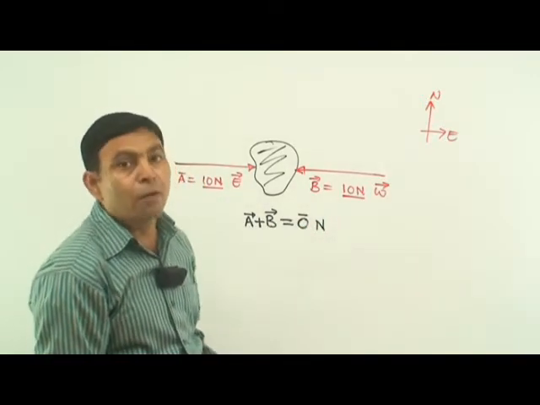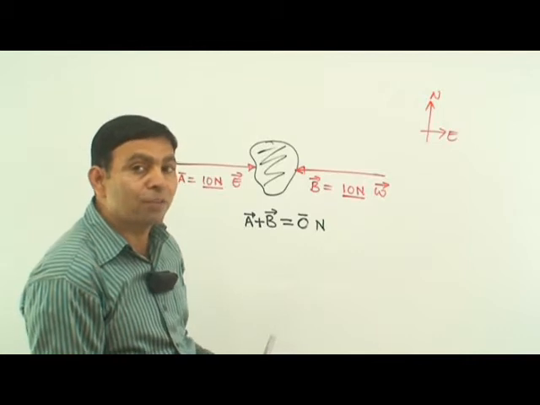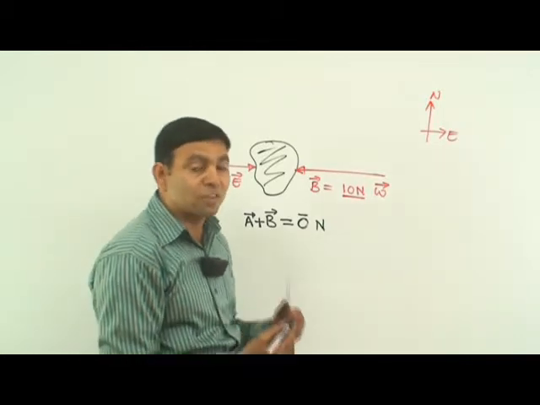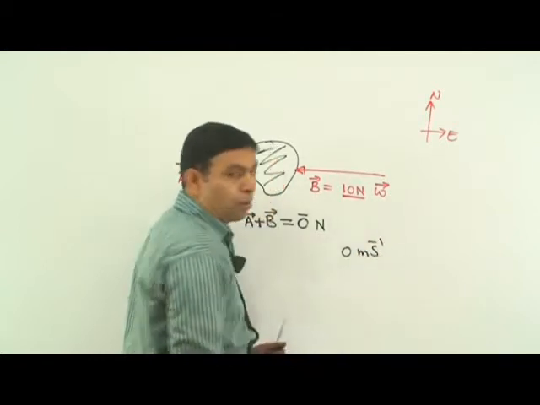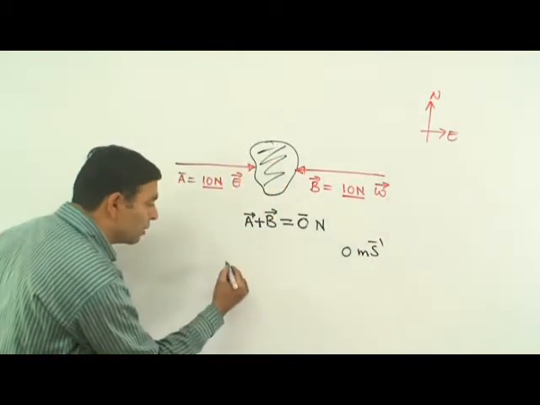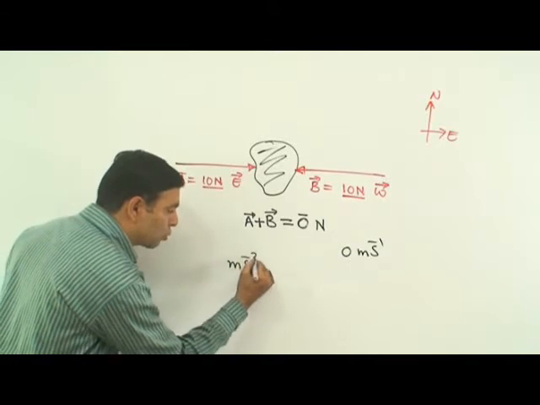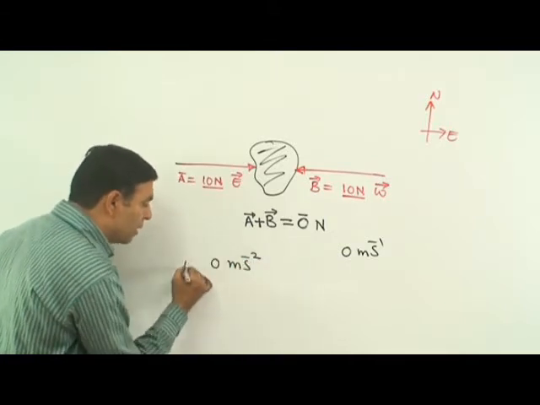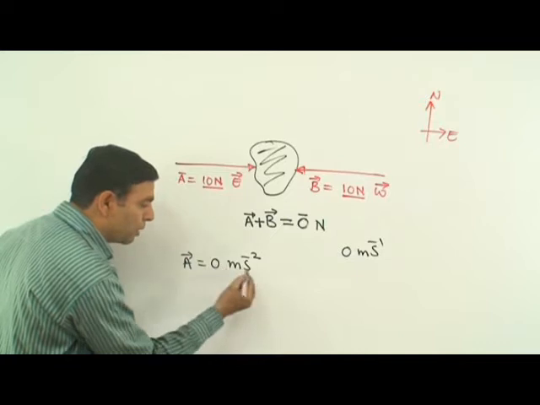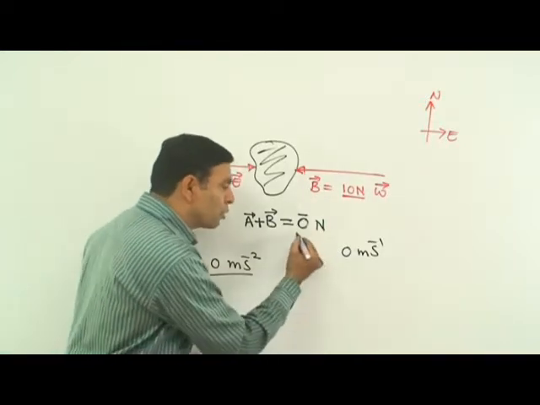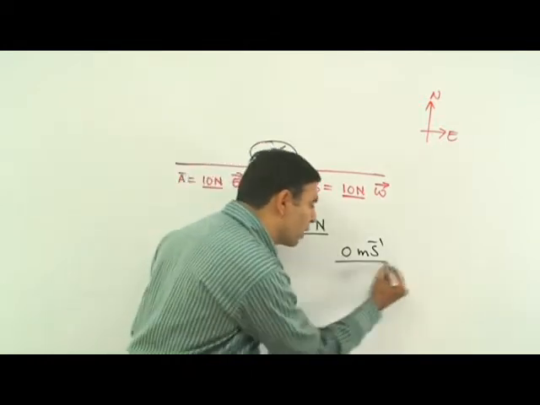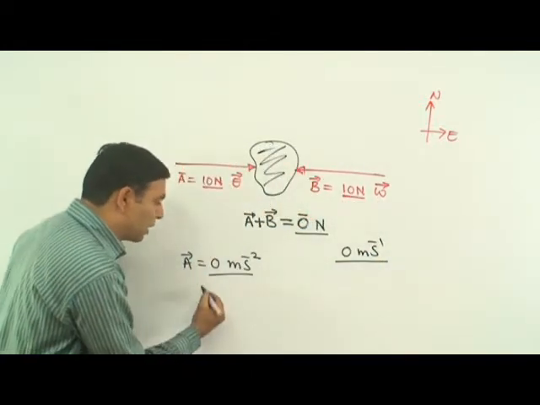Fine. Velocity is a vector, and when it becomes a null vector, its unit will still remain meter per second. It will become 0 meter per second. Okay. And acceleration is a vector, the unit of acceleration is meter per second square. When it becomes a null vector, acceleration becomes 0 meter per second square. So a null vector has a unit. Fine. The null vector of force, unit will be Newton. Null vector of velocity, unit will be meter per second. Null vector of acceleration, unit will be meter per second square.